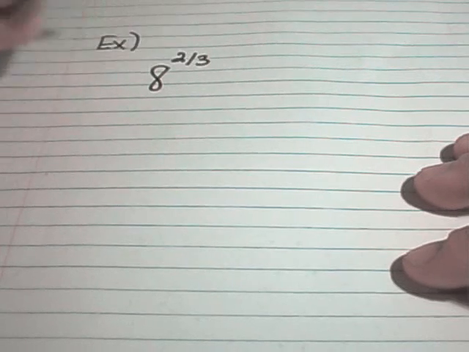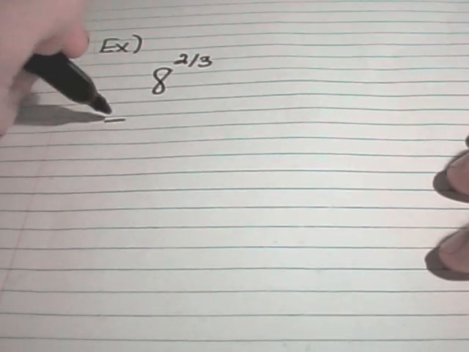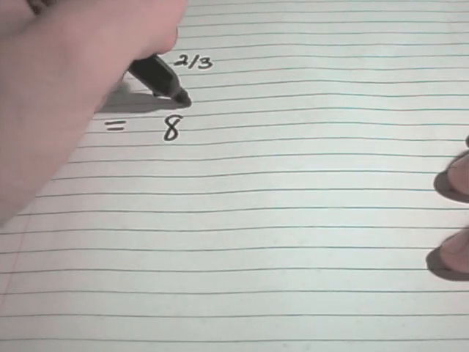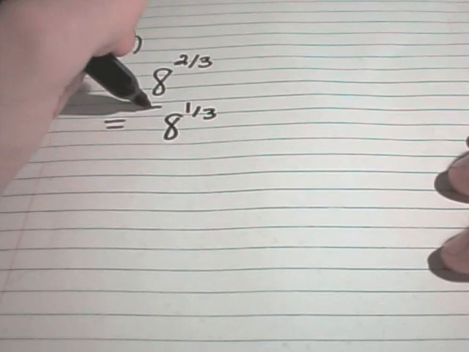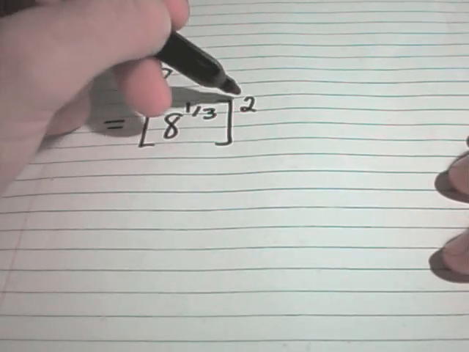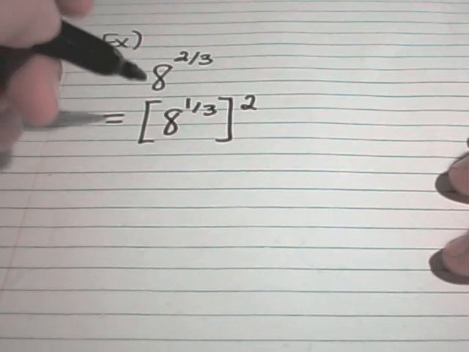So I'm out of my favorite non-lined paper, but what can you do? So let's evaluate 8 raised to the 2/3 power. Okay, there's a couple different ways you could do this one. The way I'm going to think about this is I'm going to rewrite this as 8 raised to the 1/3 quantity squared, because if I multiply 1/3 and 2, I do get my exponent of 2/3 right back.